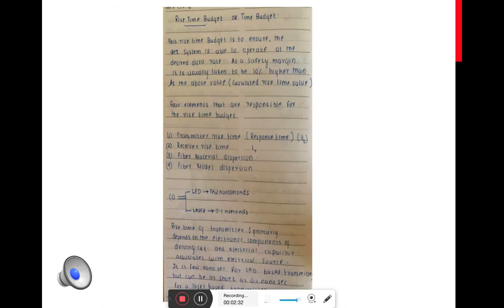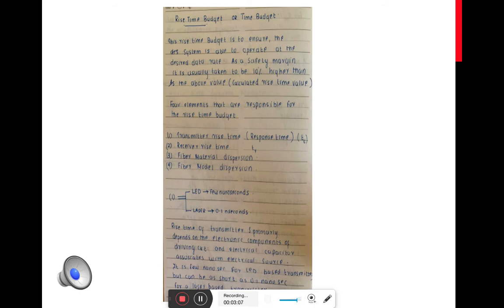So now we'll see the different equations for the calculation of rise time budget. As already mentioned, the rise time accounts for the rise time in the transmitter side, the receiver side, and the channel. In the channel we're mainly using the optical fiber. So the rise time in the optical fiber is mainly due to fiber material dispersion and fiber modal dispersion. Now we'll learn in detail what are the different rise times associated with the transmitter, receiver, fiber modal dispersion, and fiber material dispersion, and how we can account for them.